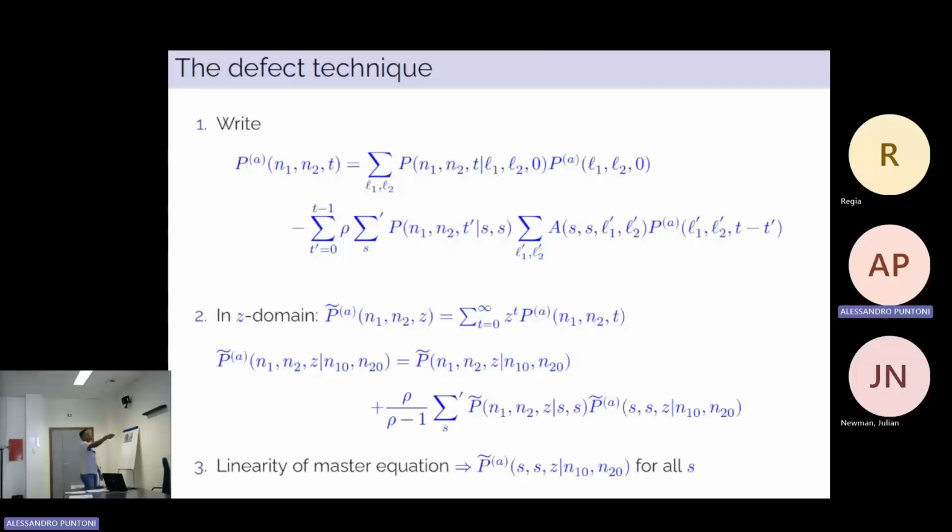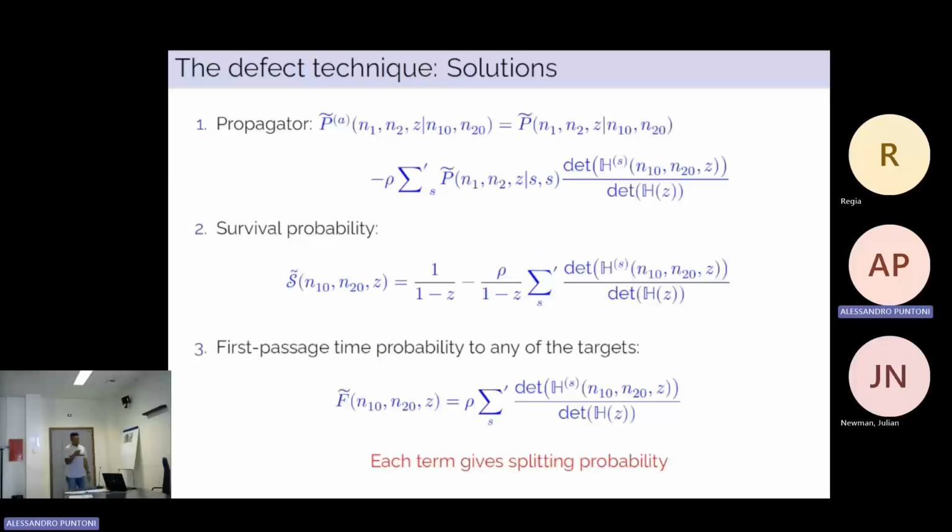So you just write the defective solution. Sorry for a little bit of mathematics. You write the propagator with defect in terms of this defect-free propagator, you put it in your master equation, you go to the Z domain, you use the linearity of the master equation, and you have all these solutions, like the defective propagator, the survival probability, the first passage time probability, whatever you have on your left-hand side. This is exactly in terms of the defect-free propagator. So if you know the defect-free solution, you know exactly what will happen on your left.